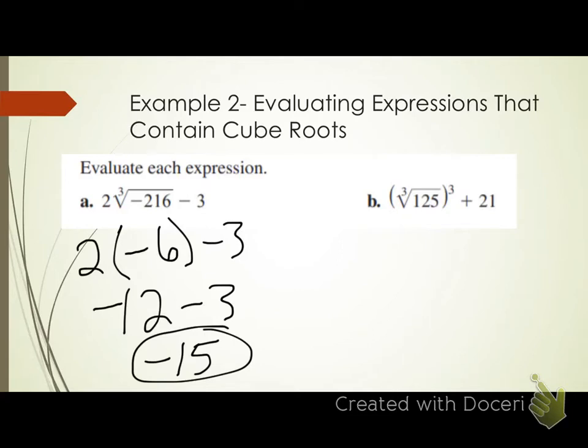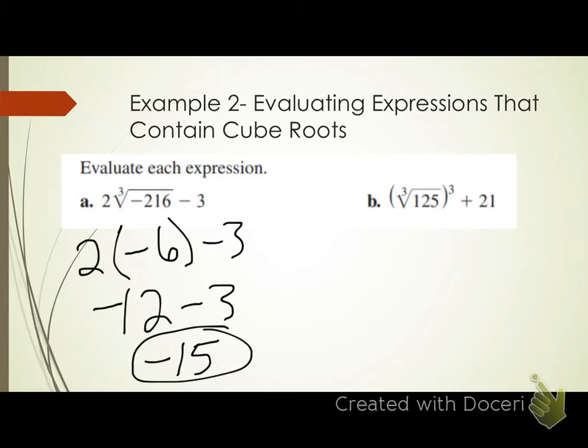Let's look at letter B now. Some of you may be able to see this right off the bat. Some of you may not be able to. If I have a cube root raised to a third power, so a cube root cubed, like I have on letter B, the cube root and the cube just kind of cancel each other out. So I'm just left with what's under the radical. Let's see why that happens though.